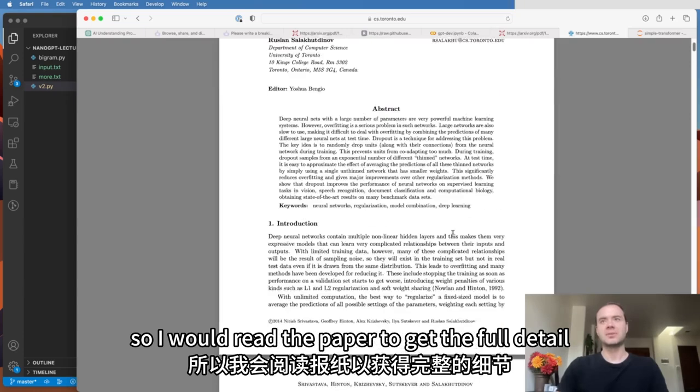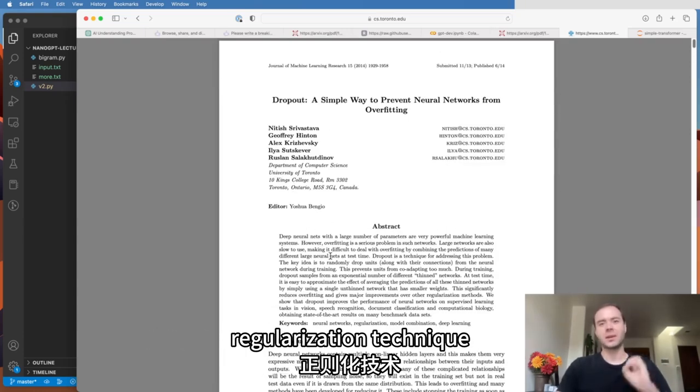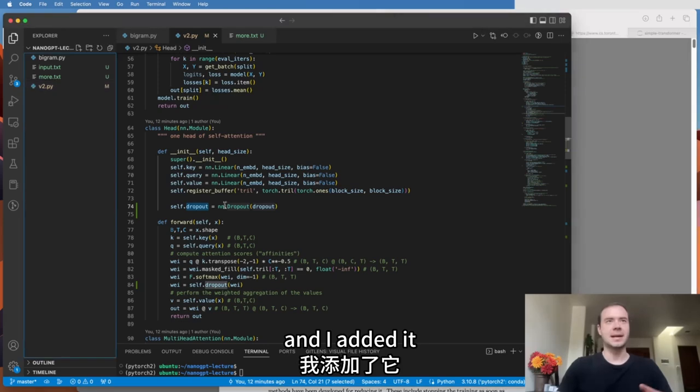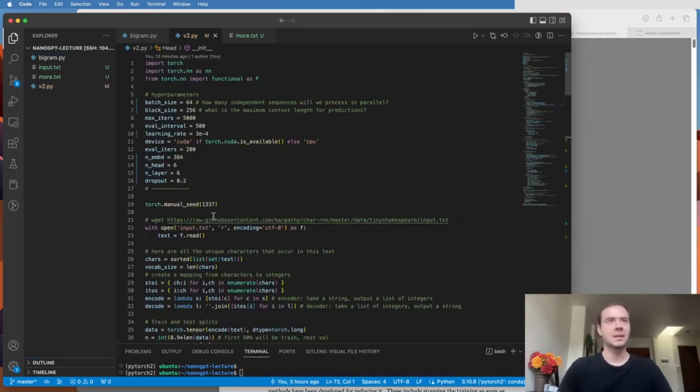So I would read the paper to get the full detail. For now, we're just going to stay on the level of this is a regularization technique, and I added it because I'm about to scale up the model quite a bit, and I was concerned about overfitting.